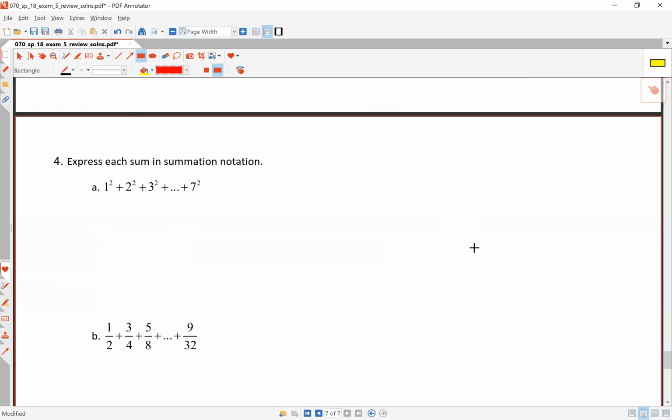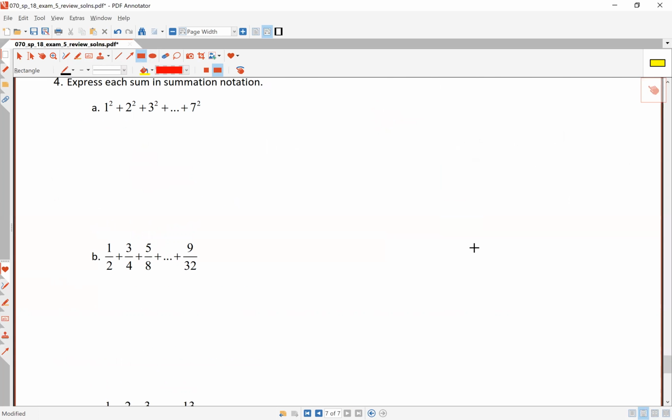And then going the other way, write each sum in summation notation. Letter A, we've got 1 squared plus 2 squared plus 3 squared, all the way up to 7 squared. The first term, 1 squared. The second term, 2 squared. The third term, 3 squared. All the way up to 7 squared, so we're adding up 7 terms.